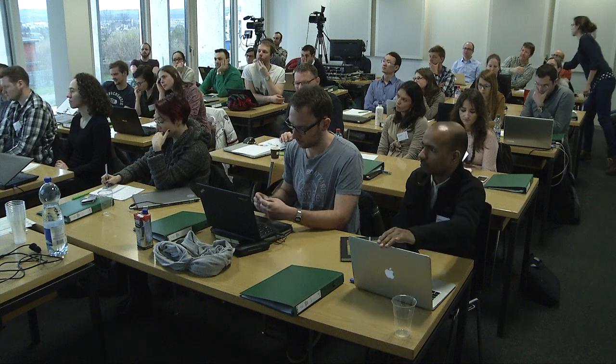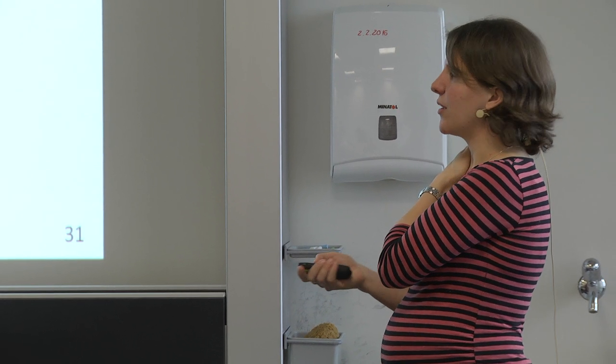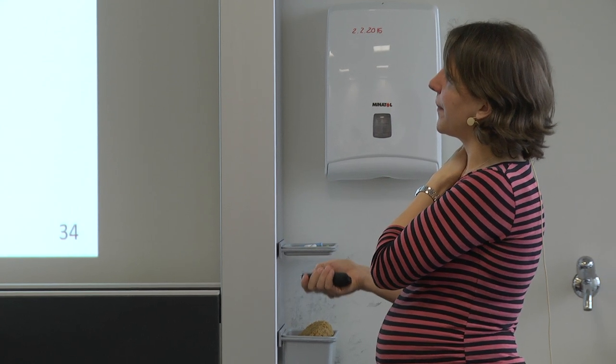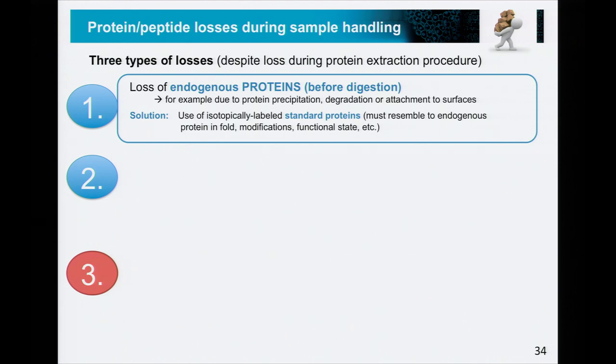Good. So not only losses can happen at the stage of protein extraction, but also later during the whole sample process. There are 3 types of losses that I've defined here. So the losses can happen before you do the digestion, when you're still on the level of the protein. For example, once you have extracted your proteins, they still might not be stable in your sample. They can precipitate, they can degrade over time, or they can attach again to the Eppendorf surfaces.